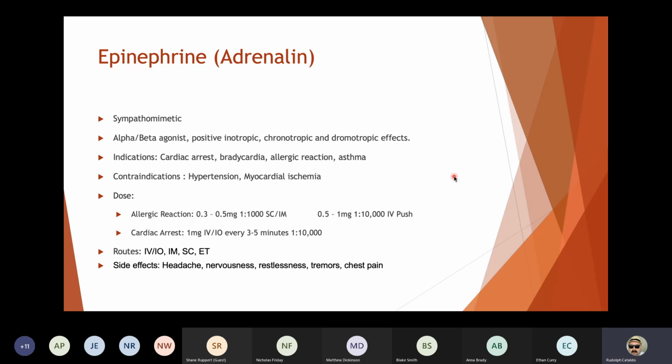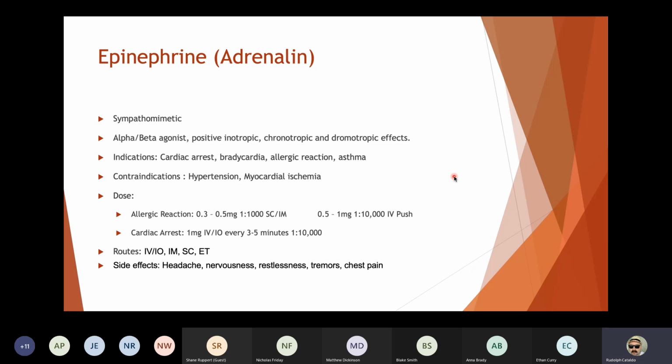Epinephrine, or adrenaline, as you might see it called, is a sympathomimetic, again, so it mimics the sympathetic system. Alpha and beta agonists, so alpha meaning constricting blood vessels, beta 1 for our heart rate increasing, beta 2 for our bronchodilation. Used in cardiac arrest, bradycardia for especially peds, allergic reactions such as anaphylaxis and asthma.